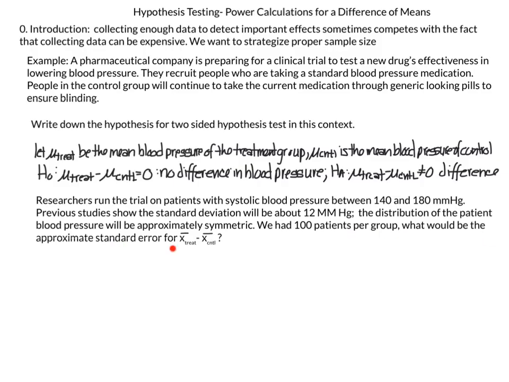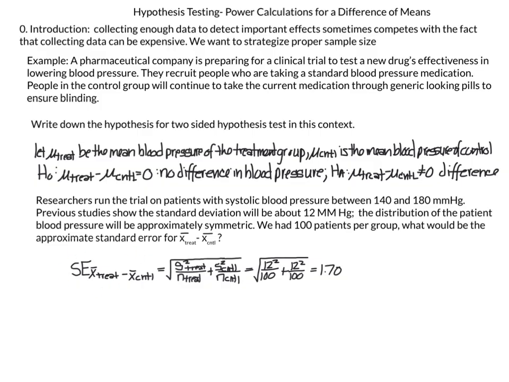What would be the approximate standard error for the mean of the sample treatment minus the mean of the sample control group? We use our standard error from the difference of means, which we reviewed in the last video. So we're going to do the standard deviation squared of the treatment group over the sample size of the treatment, plus the standard deviation squared of the control group over the sample size of the control group, all square rooted. Here's the standard deviation, about 12. So 12 squared over 100 patients per group, plus, again, 12 squared over 100, square rooted, so we get 1.70 for the standard error.